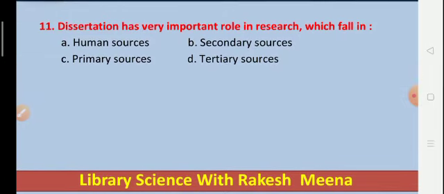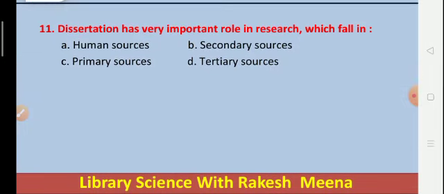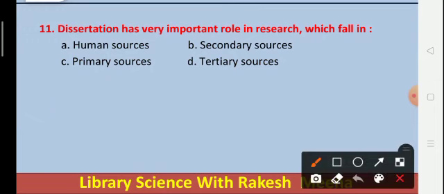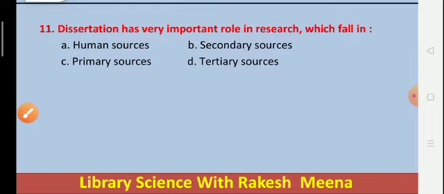Next question is question number 11. A dissertation has a very important role in research, and it falls under human sources, secondary sources, primary sources or tertiary sources. Yes guys, the correct answer for that question is option C. Option C is denoted by primary sources of data and information.